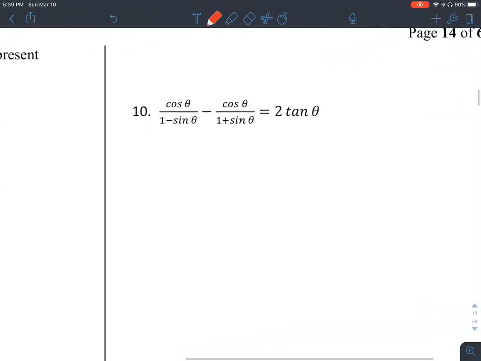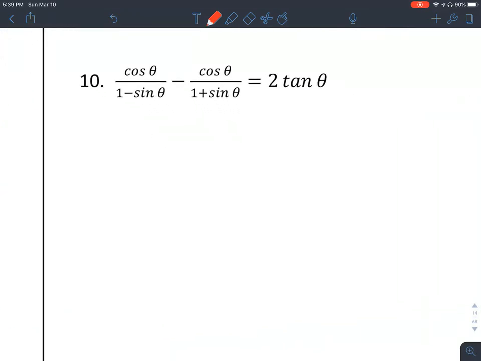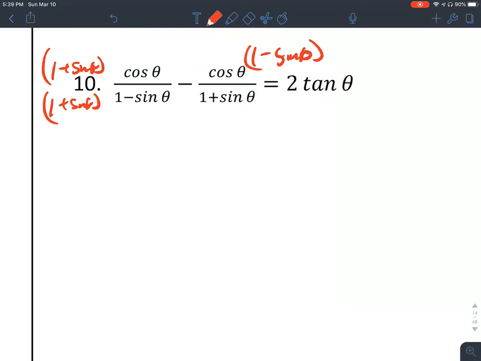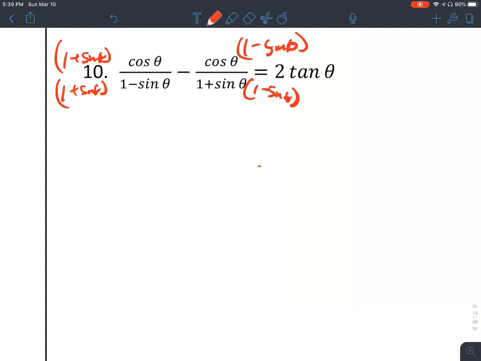Finished. Number 10. All right, I'm going to get common denominators on the left, and I'm going to add or subtract these little fellas together. So I'm going to multiply this by 1 plus sine of theta on the top and bottom. I'm going to multiply this by 1 minus sine of theta on the top and bottom. Hardest part about this problem for most folks is using this subtraction appropriately. People don't do a very good job of that.